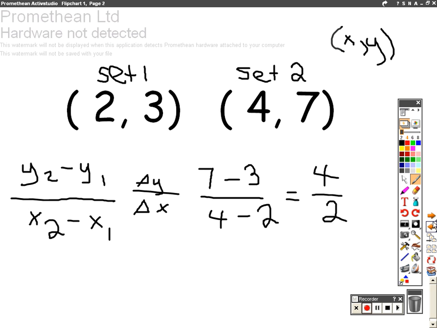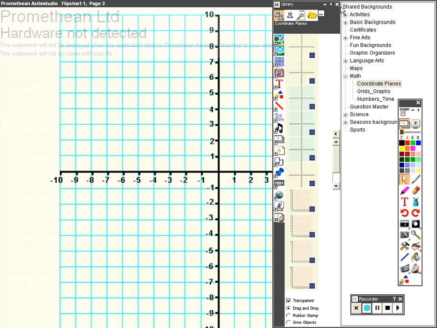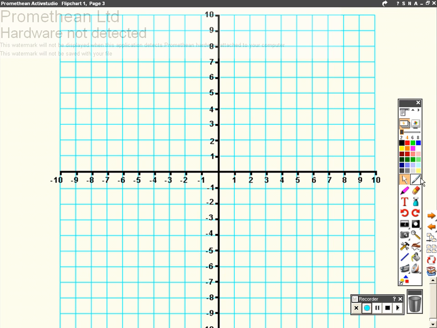All right, I hope this helps. Let's look at one more just in case. So we're going to take out a grid, and I'm just going to make random points. Here's a point, and here's a point. Connect them with a straight line.